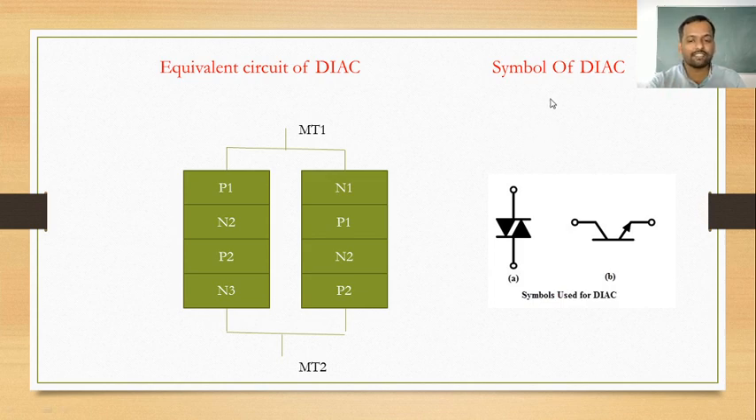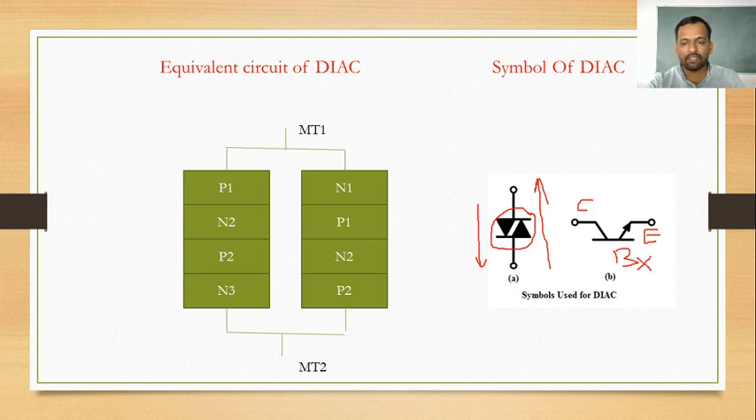Now, if we see the symbol of the DIAC, we can see that it shows two diodes in reverse directions. That is, current can flow in either this direction or this direction. If we compare with a BJT and draw the symbol, then there is a collector and an emitter, and the base is absent. Base is not present in the DIAC. This is the difference between BJT and DIAC. This is all about the construction of DIAC.